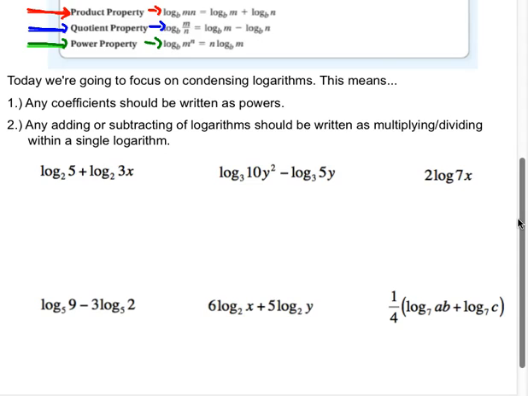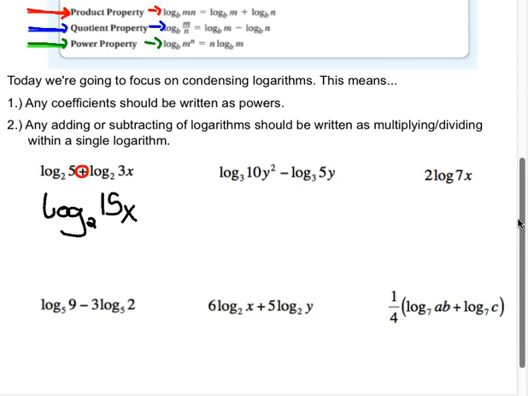So here, addition. Addition is connected to multiplication. So what this means is I have log base 2, but now I'm going to multiply 5 times 3x to give me 15x. Okay? To write it into a single logarithm, that addition equates to multiplication.